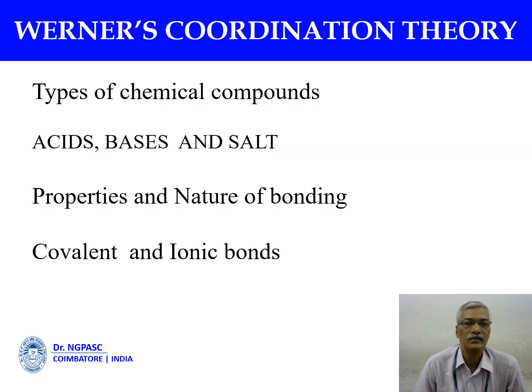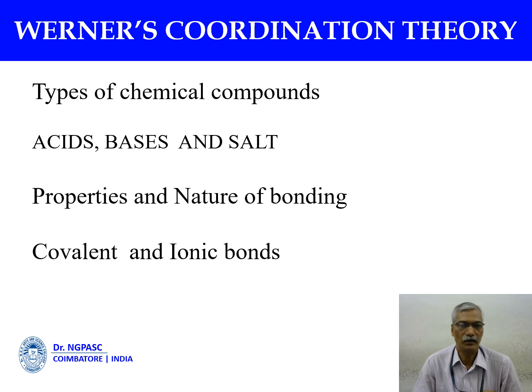So what is that? Types of chemical compounds. Compounds are actually classified as acids, bases, and salts. As we all know, many theories of acids are there, including the Arrhenius theory. The acid is a substance which gives out H+ ion. Similarly, base is a substance which gives out OH- ion. And similarly, salt is a substance which is produced by the combination of an acid and a base.